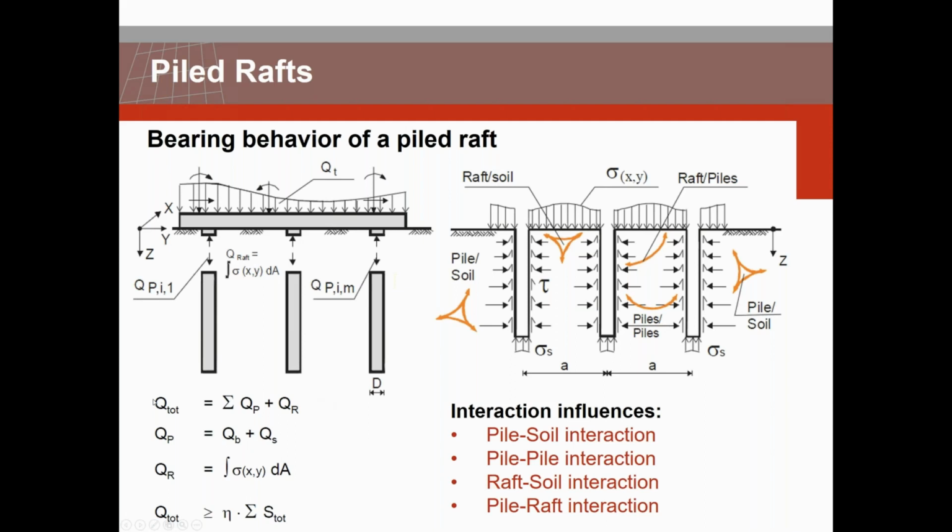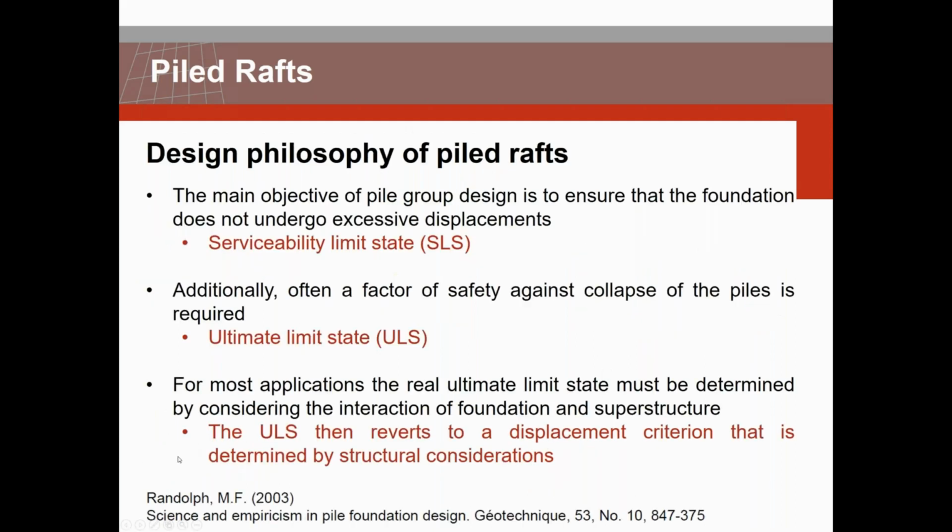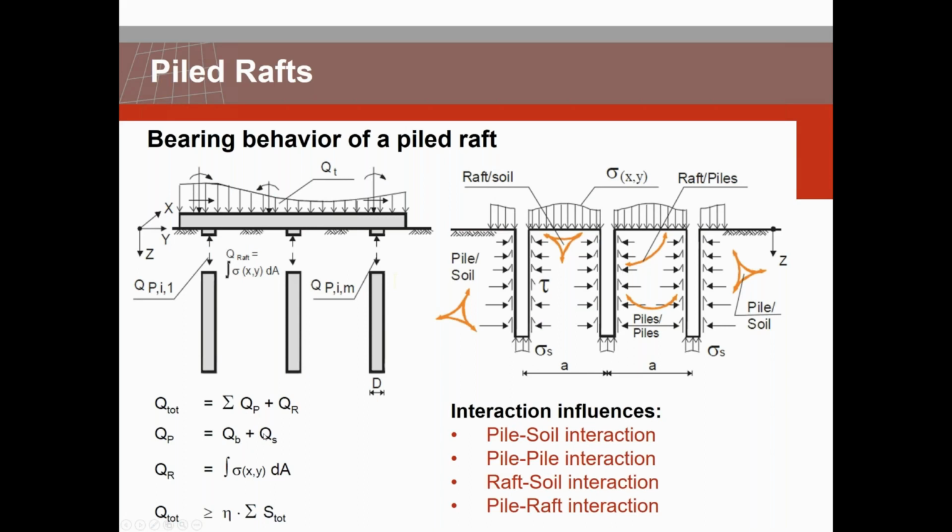The total bearing capacity of the pile raft is the summation of the bearing capacity of the piles and the bearing capacity of the raft. This is the Q tot. The bearing capacity of the pile, QP, is the base capacity plus the shaft capacity, QS. The bearing capacity of the raft is the contact stress over the area of the raft. And the total bearing capacity should be larger than the applied load times a factor of safety.